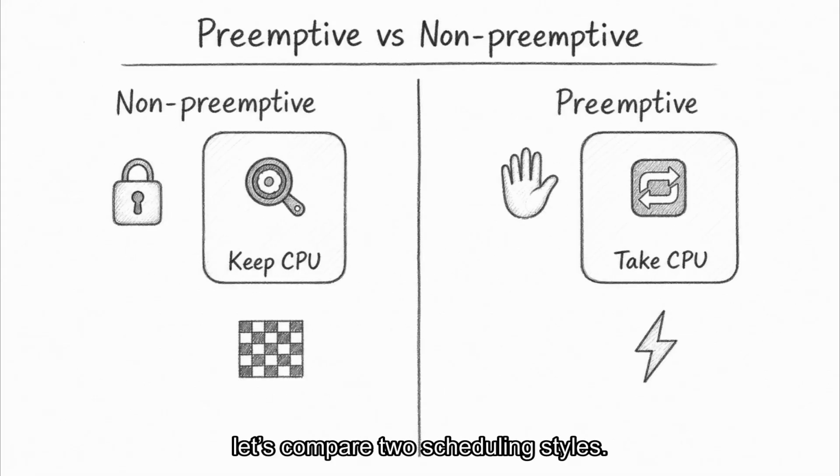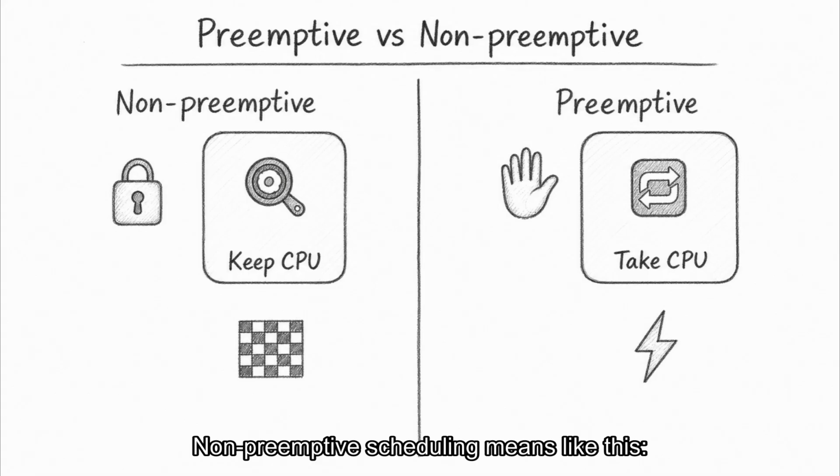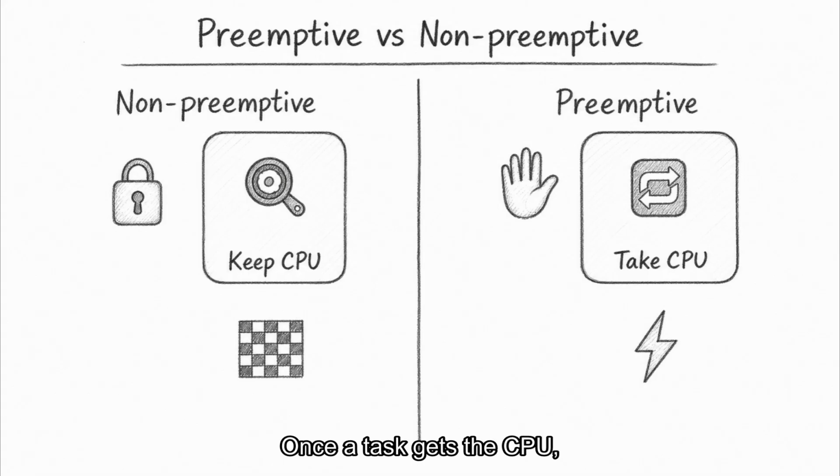Now, let's compare the two scheduling styles, preemptive and non-preemptive. Non-preemptive scheduling means like this. Once a task gets the CPU, it keeps using it until it finishes. The operating system does not stop it in the middle. It's simple, but it can be slow. If one task takes too long, other tasks are going to wait.